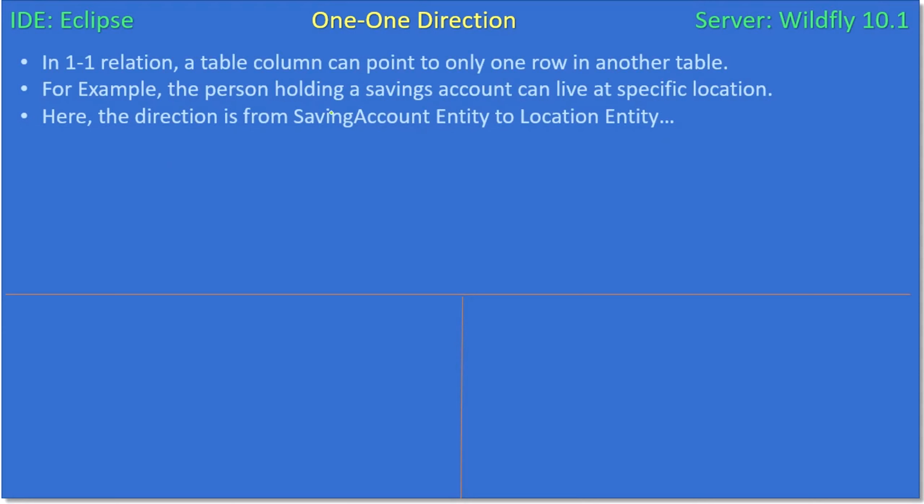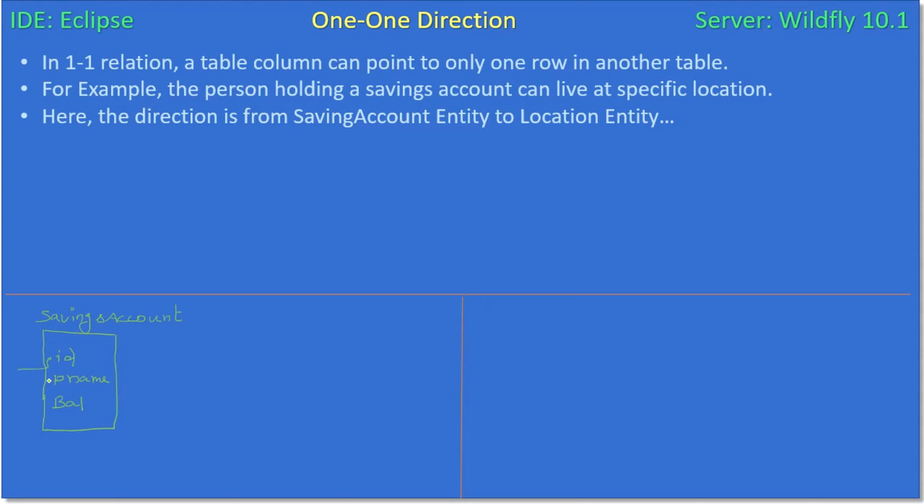Here the direction is from the savings account entity to the location entity. Say for example, we already have a savings account entity, right? We already created it as part of our previous sub-series. This savings account will map to the savings account table in the database, and these fields will map to database columns. So we know all this stuff.